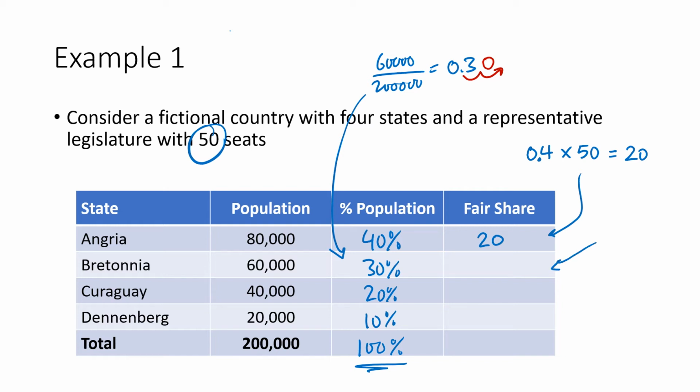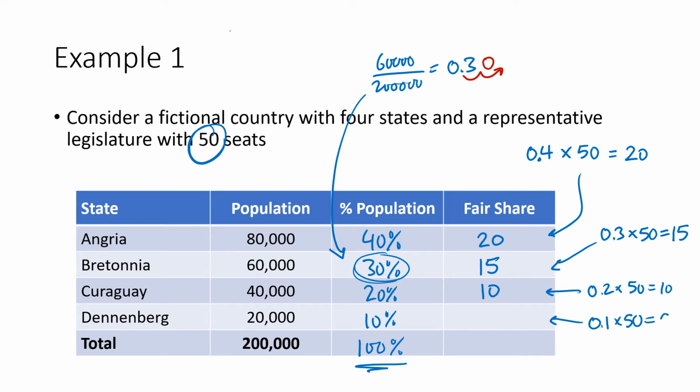For this number here, our fair share is going to be 30%. This is 30% multiplied by 50. That's going to give us 15 seats. Here, 20% of 50 is 10. And again, I'm using my calculator here to figure out those products. And then 10% of 50 is 5. And then again, just to double check, we get a total of 50 seats divided among these 4 states. So that seems to have worked out pretty nicely.